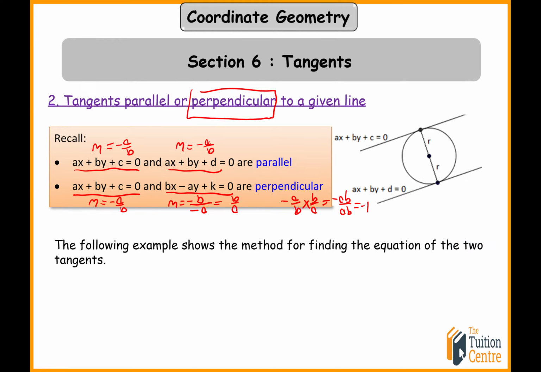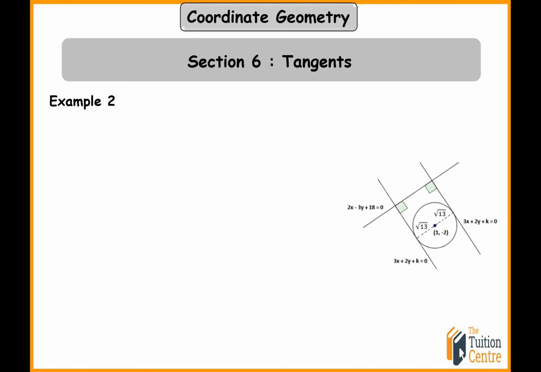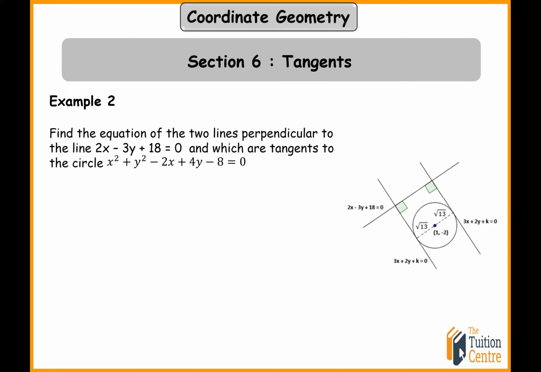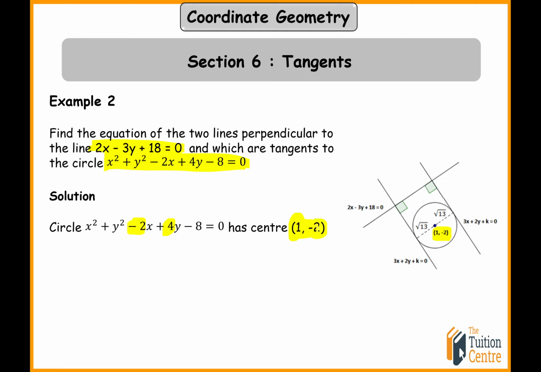Okay, the following example shows the method for finding the equation of two tangents. So, to find the equation of the two lines perpendicular to 2x minus 3y plus 18 equals 0, which are tangents to this circle. Well, again, we'd start off by figuring out all the information you can. We got a center of 1, minus 2, and again, how do we get that? We multiply the minus 2 by minus a half to get your 1. We multiply the 4 by minus a half to get your minus 2.